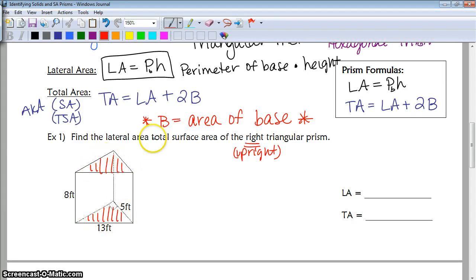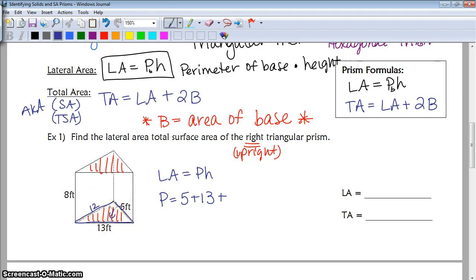So the very first thing I do every single time is I start off by writing my formula. LA equals PH. What does PH mean? PH is the perimeter of the base. Okay, well then I tell myself, well, find the base, let's find the perimeter. Perimeter is the sum of all three sides. Well, in this case, I've got 5 and 13. I need that third side. You could choose to do the Pythagorean theorem, or you can know your triple. It's a 5, 12, 13.